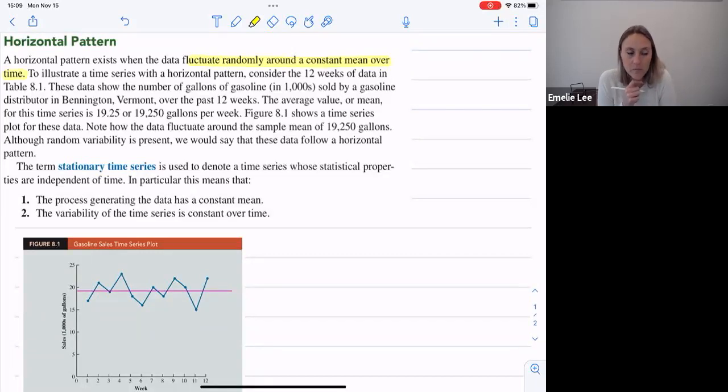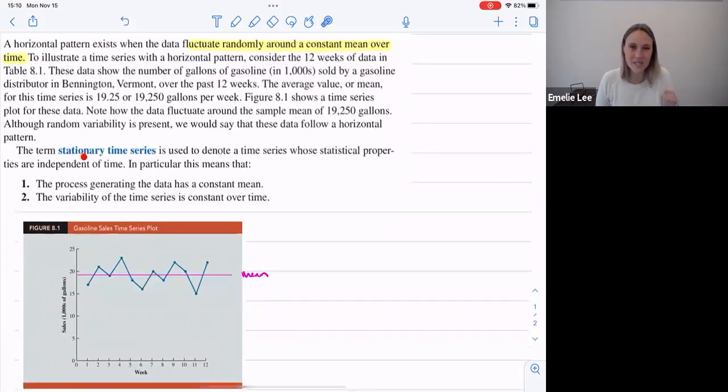Here this would be the mean, and I think it was 19 something. If you have this horizontal pattern, you can see that there's activity, but overall that activity is kind of clustered around the mean. So it's not over or under too much from the mean at any point.